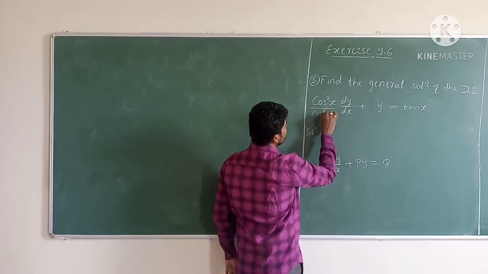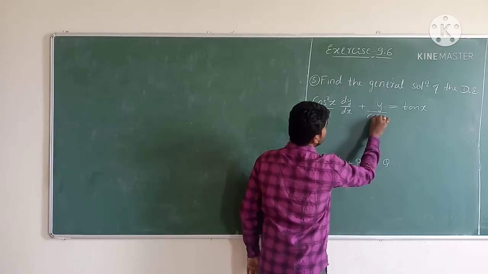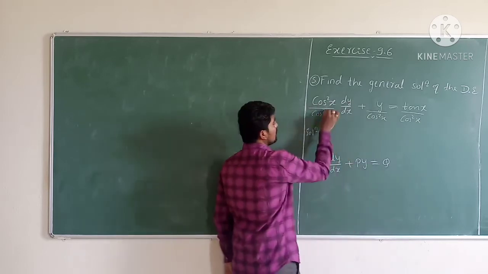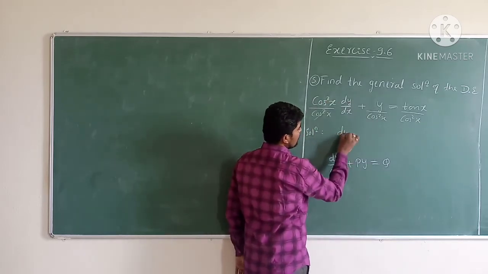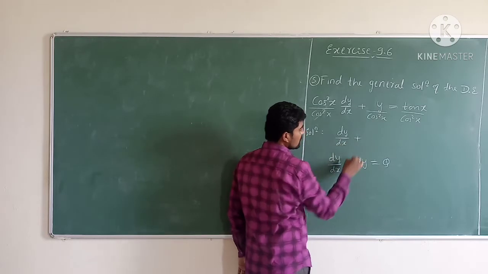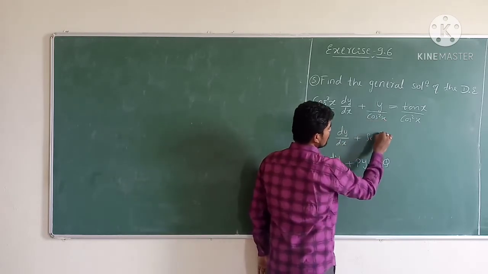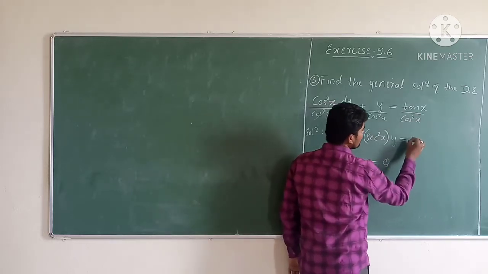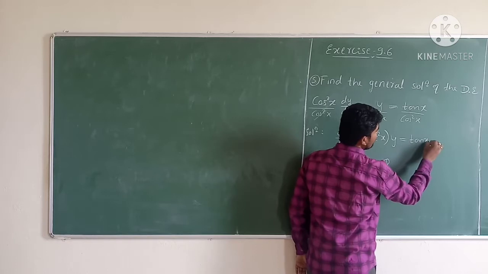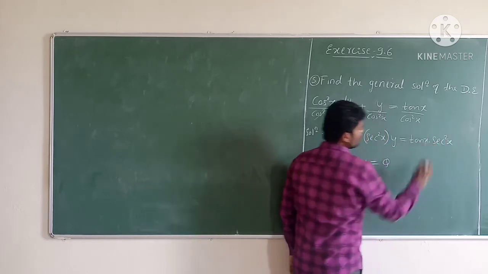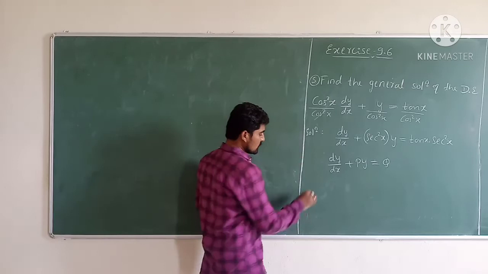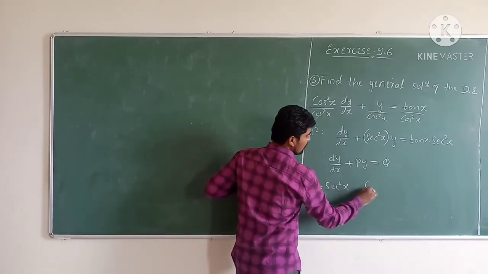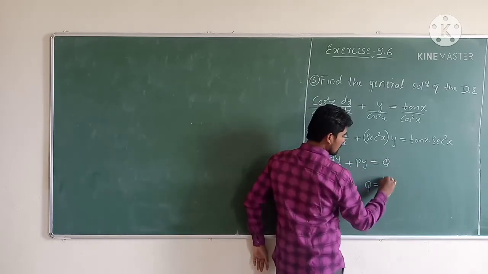What am I doing? I divide throughout by cos square x. Now cos square x gets cancelled, the remaining is dy by dx plus 1 by cos square x, which is secant square x, into y, which is equal to tan x divided by cos square x, meaning tan x into 1 by cos square x, which is secant square x. On comparing these two, we get the value of p is equal to secant square x and the value of q is equal to tan x into secant square x.